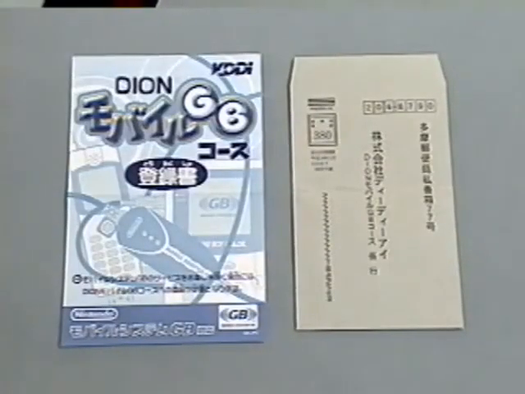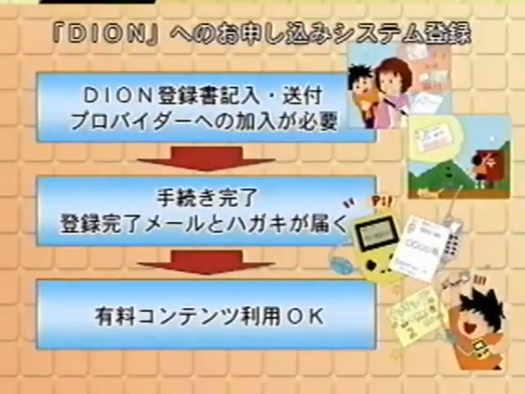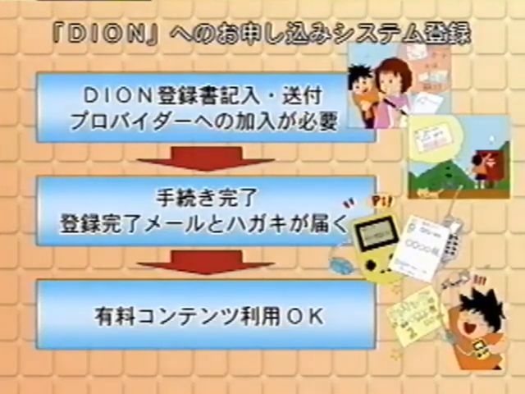After completing the initial registration, please register the system using the DION Mobile GB course registration form. When system registration is complete, KDDI will send you a registration completion email and postcard. Now you can use all the services of Mobile System GB. For details on initial registration and system registration, please refer to the sales manual.